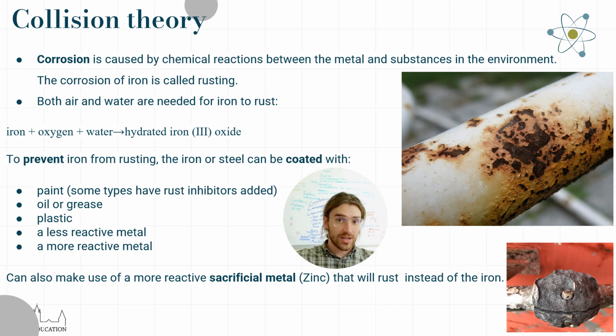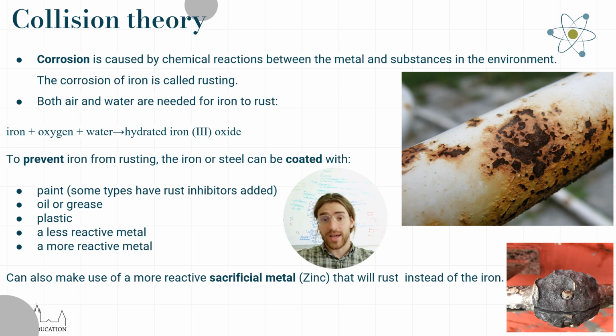Now to prevent rusting, what we can do is usually coat our metal in a sort of insulator, to protect it from water and air exposure. So this can either be by paints. You get some non-rusting paints that you might see on handrails. Another one would be oils or greases, plastics, a less reactive metal, as well as sometimes a more reactive metal.